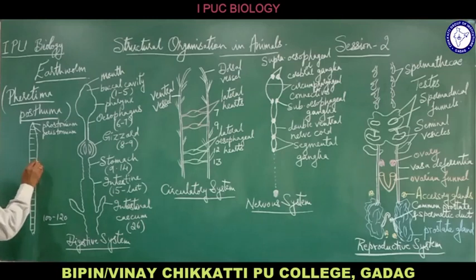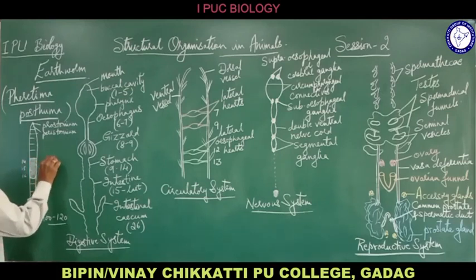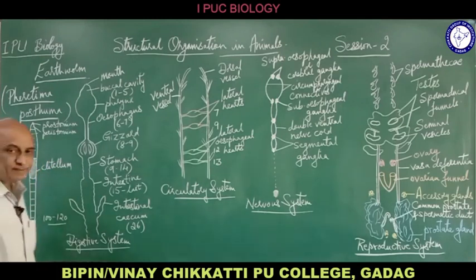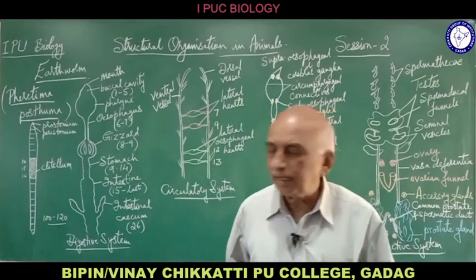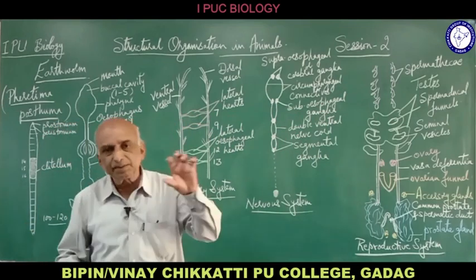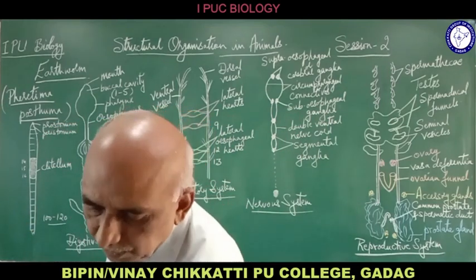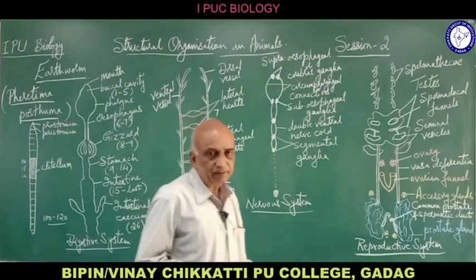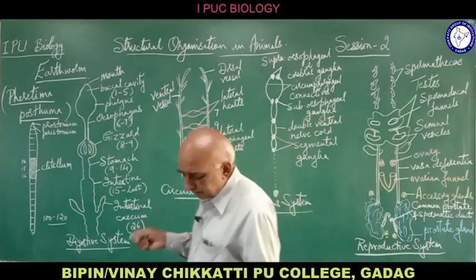Now the 14th, 15th and 16th segments here. This region is not large. This region is called clitellum. The clitellum is a small band-like structure. It is a dark band-like structure, and this is called clitellum.